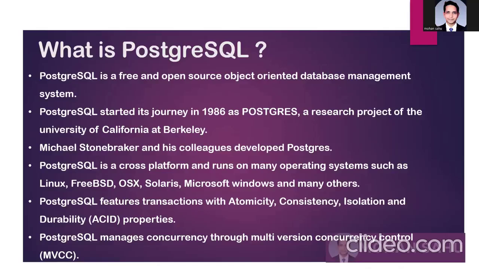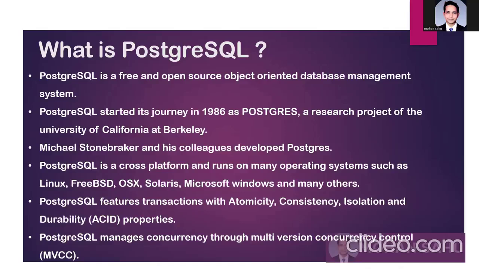And PostgreSQL started its journey in 1986. It was initially called Postgres. It was developed as a research project of the University of California at Berkeley. Michael Stonebraker and his colleagues developed Postgres. And Postgres is cross-platform and supports multiple operating systems. It supports Windows, Solaris, Linux, Mac OS, FreeBSD, OS X, etc. So it has support from multiple operating systems.